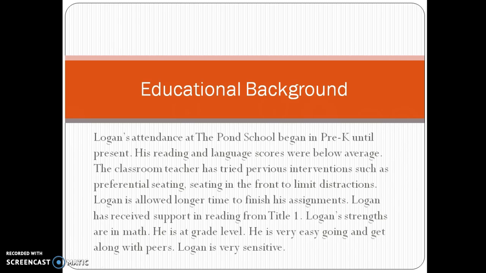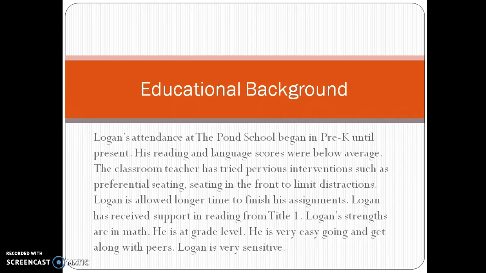Educational background. Logan's attendance at the Pond School began in pre-K until present. His reading and language scores were below average. The classroom teacher has tried previous interventions such as preferential seating in the front to limit distractions. Logan is allowed longer time to finish his assignments. Logan has received support in reading from Title I.